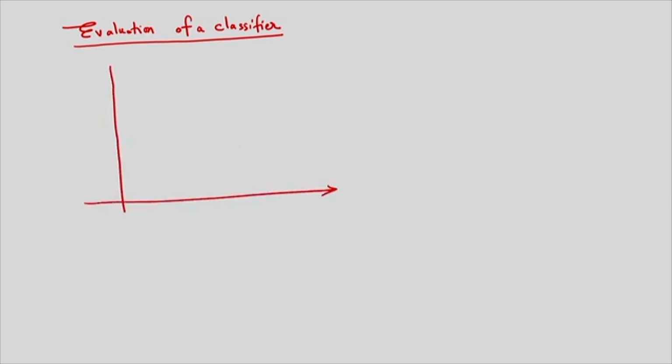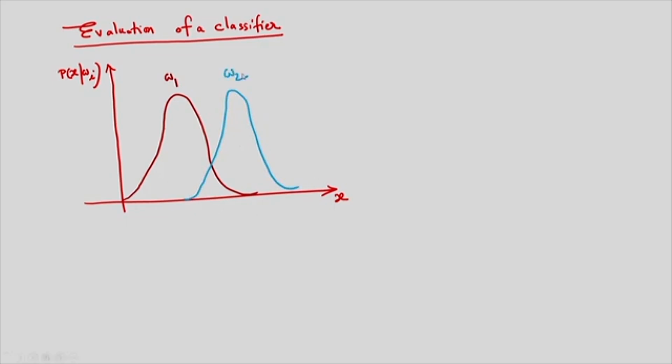This is my class conditional density, the probability of x given omega i, which we are plotting with respect to x. Suppose I am considering two classes. For the first class, I am drawing the distribution, which is a Gaussian distribution; this is omega 1. Similarly, I can consider another Gaussian distribution for the second class, omega 2. Suppose the mean of the first Gaussian is mu 1, and the mean of the second Gaussian is mu 2.